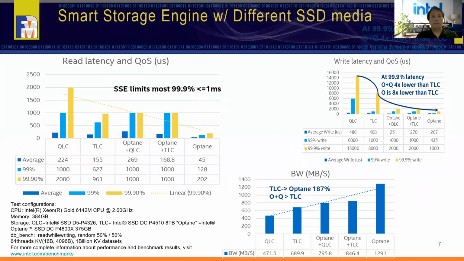And then we also ran this engine with different SSD media. You can see QLC, TLC, and then tiered Optane plus QLC, Optane plus TLC, and Optane itself. Look at least at the read latency in the QoS. Since we flush the data to the drive sequentially, we avoid garbage collection or data relocation inside. When we compare the WAF across the individual drives, QLC, TLC, or Optane plus QLC, there is almost no data relocation, meaning WAF is close to 1. So basically, there's no garbage collection.